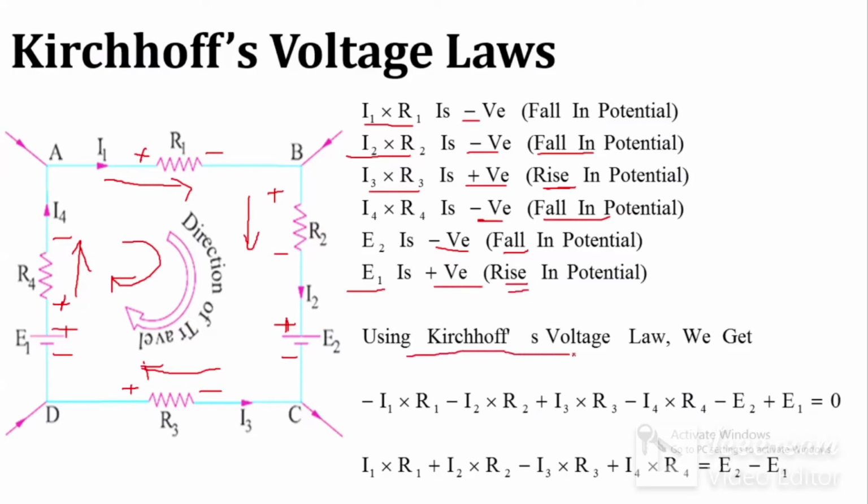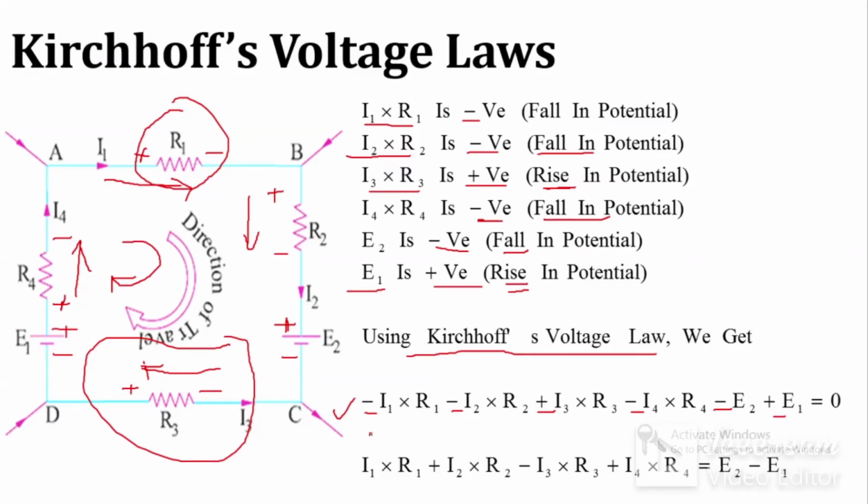So using Kirchhoff's law we can write the Kirchhoff's voltage law equation in this loop like this. I1 R1 is negative, so minus I1 R1. I2 R2 is also negative, so minus I2 R2. I3 R3 is positive, so I will write plus. Again I4 R4 is negative, so I will write minus. E2 is negative, so I will write minus. E1 is positive, so it is plus. So this is known as the algebraic sum. That means in case of algebraic sum, we have to take sign convention, plus to minus or minus to plus.